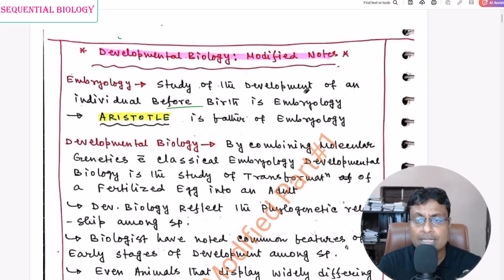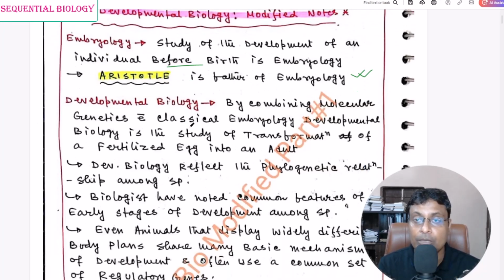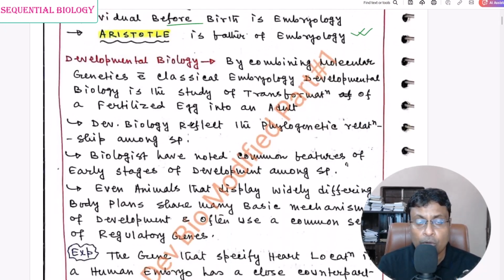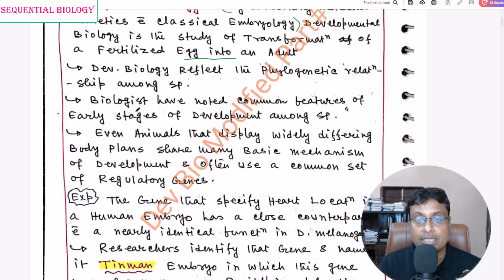Embryology is the study of development of an individual before birth, and Aristotle is regarded as the father of embryology. This is very, very important, and I have highlighted the important portion. By combining molecular genetics with classical embryology, a new branch of biology originated, and this is known as developmental biology. Developmental biology is the study of transformation of a fertilized egg into an adult. Developmental biology reflects the phylogenetic relationship among species.